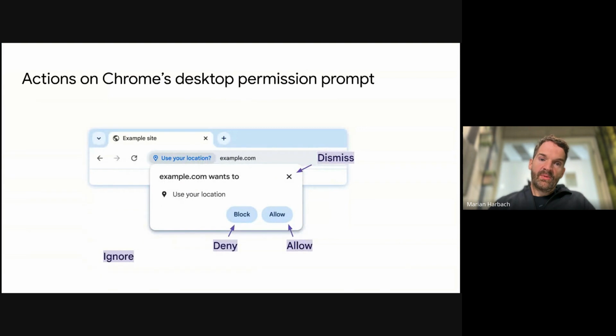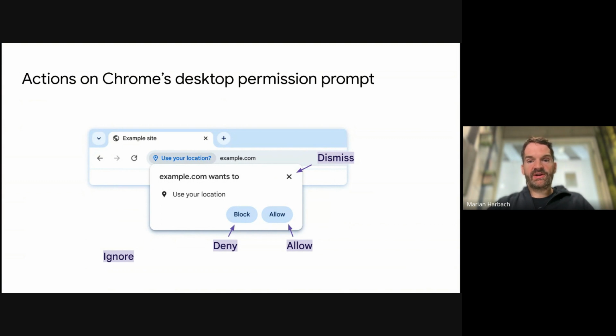Let's start with an overview of user behavior. The following data is based on Chrome telemetry from June 2023 and is collected from more than 100 million Chrome installations on Windows, Linux, macOS, and Chrome OS. We will be breaking down our measurements by the actions users took on the permission prompt. There are 4 possible actions.